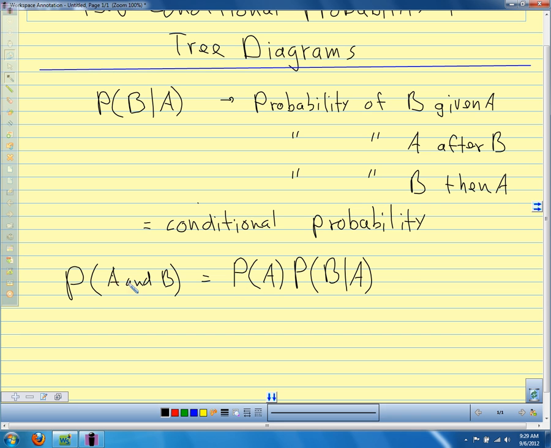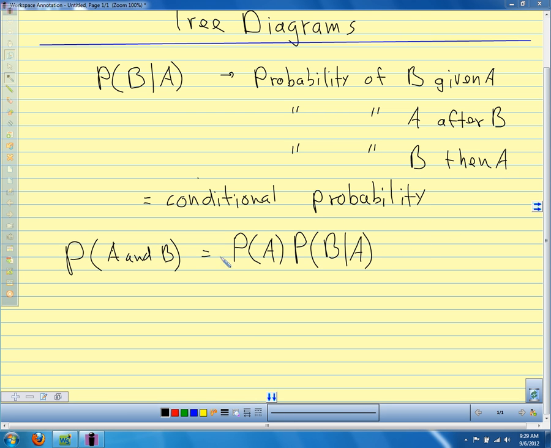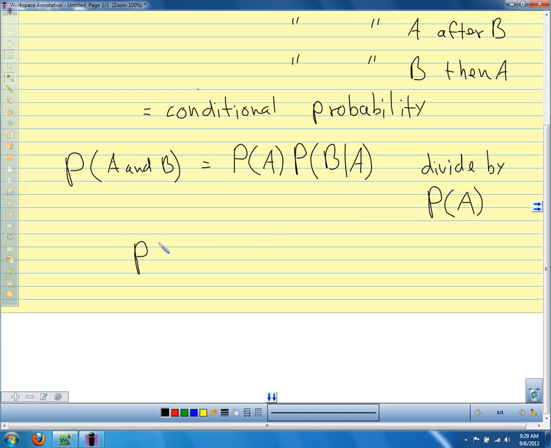Well, what we're going to do today is rearrange this so we can figure out just this second part. What if we know the probability of both things happening and the probability of one of them, and we want this conditional probability? What I'm going to do is divide both sides by the probability of A, and I'm going to rearrange this. I'm going to write this side first. When I divide both sides by the probability of A, I get the probability of B given A is the probability of A and B divided by the probability of A.